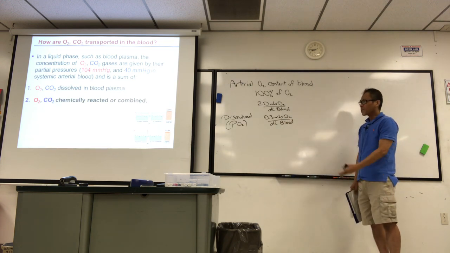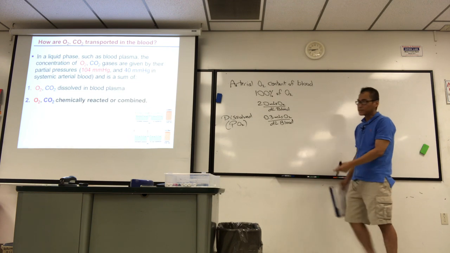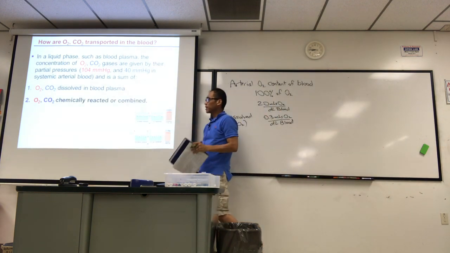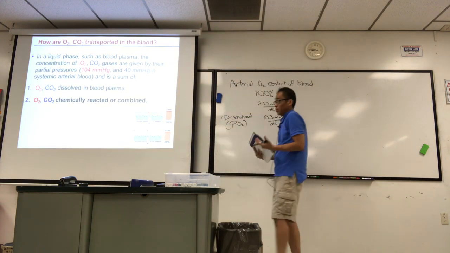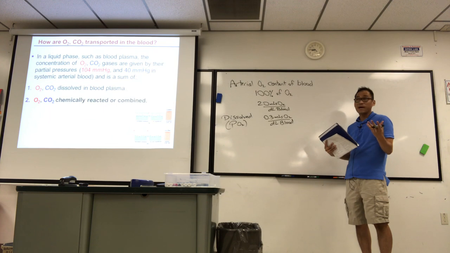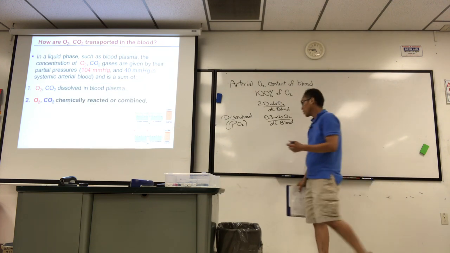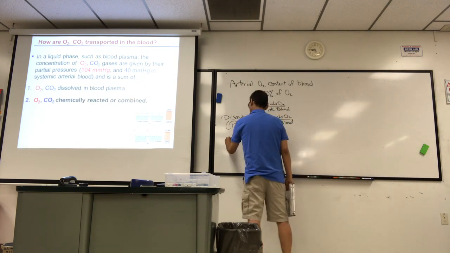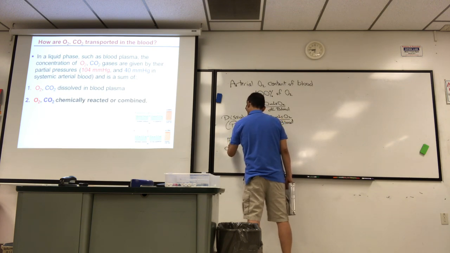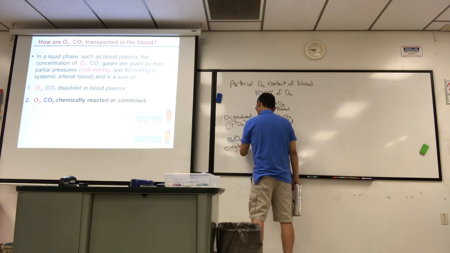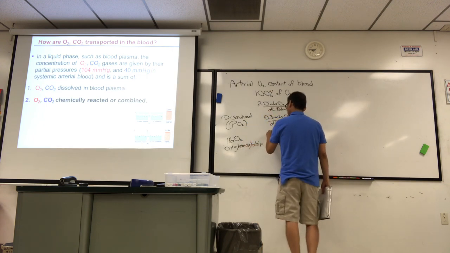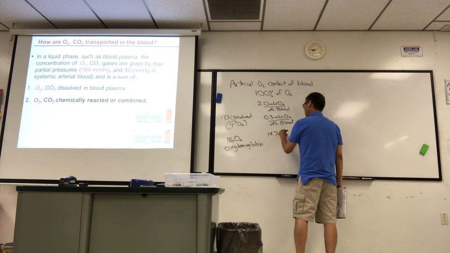So you're like, well, where's the other 19.7? Well, that's the part that's combined. In this example, what binds oxygen in the red blood cells? Hemoglobin, right? So the rest is bound to hemoglobin. It's called HbO2. In a previous lecture, we named that oxyhemoglobin. It's like 18.7.